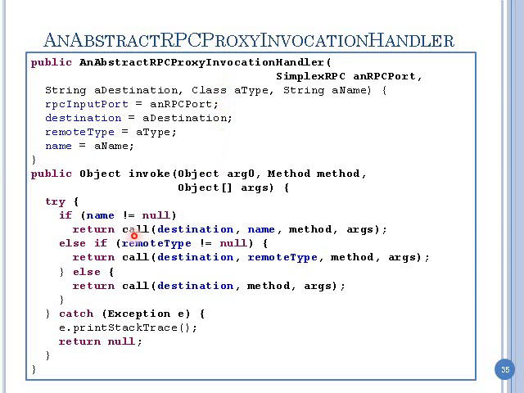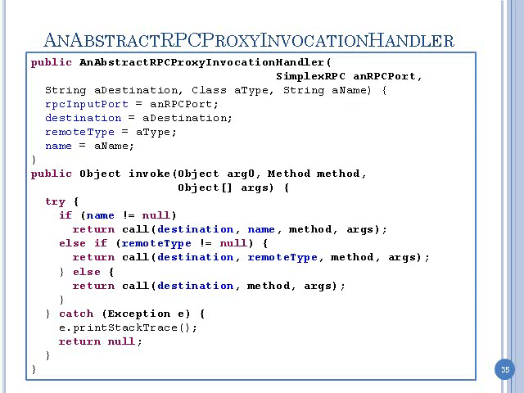This will call an abstract method in this class. Otherwise, I go and use the remote type. If the remote type is not null, I use the remote type. Otherwise, I just use the destination name. So I'm using some defaults going forward. But you see now a real invocation handler, which is the abstract thing.